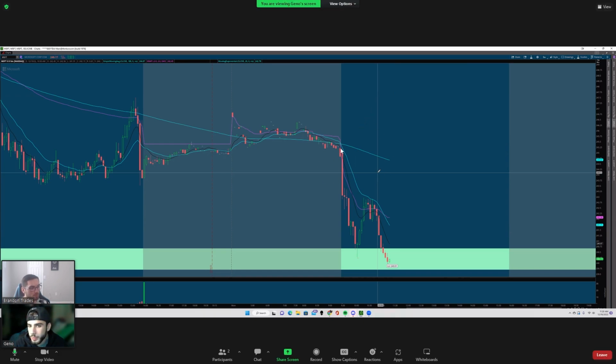Just like in this Microsoft example, it sold off substantially, but we can still take advantage of a nice bounce because, again, it's not going down forever. We're going to get some kind of pullback and then maybe the next leg down.